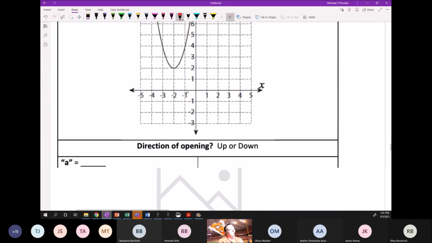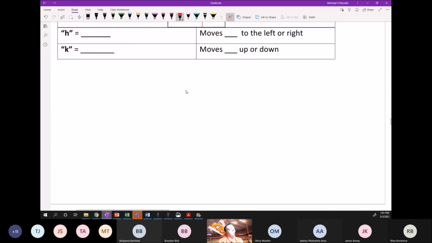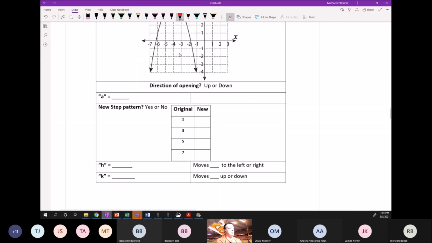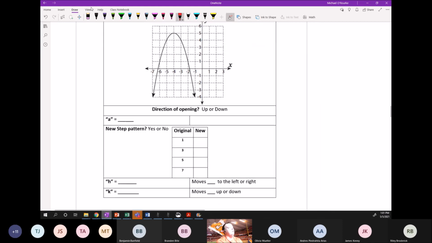Now, I did give you a couple questions like this. Let's go over this one. For these questions today, don't worry about this here. If you can figure it out, that'd be wonderful, but don't worry about it. For this parabola right here, is it opening up or down? It's opening down. Good.